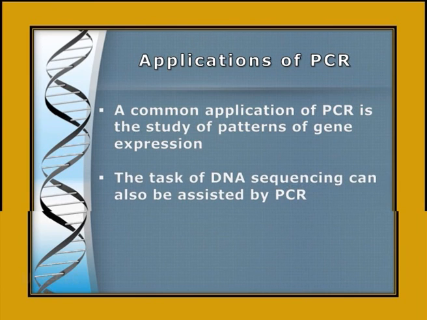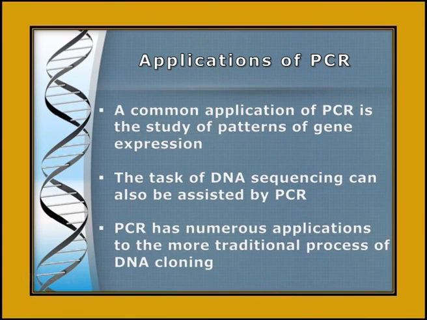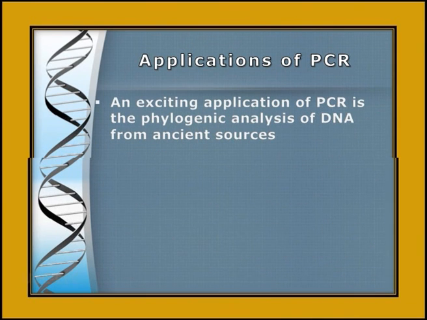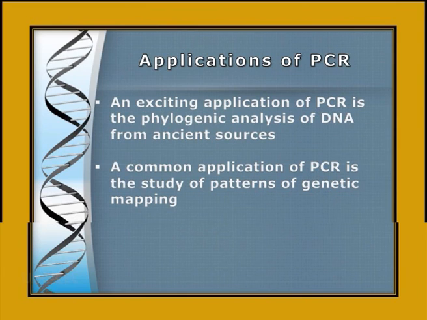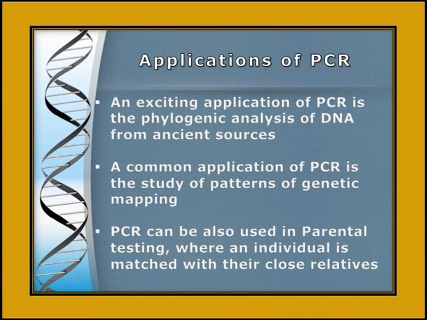The task of DNA sequencing is made tremendously easy with the development of PCR. PCR has numerous applications to the more traditional process of DNA cloning, and one of the exciting applications of PCR is the phylogenetic analysis of DNA from ancient sources. Another important application of PCR is genetic mapping. It also helps us in paternity detection assays or the identification of criminals by collection of DNA or blood samples from the crime spots.